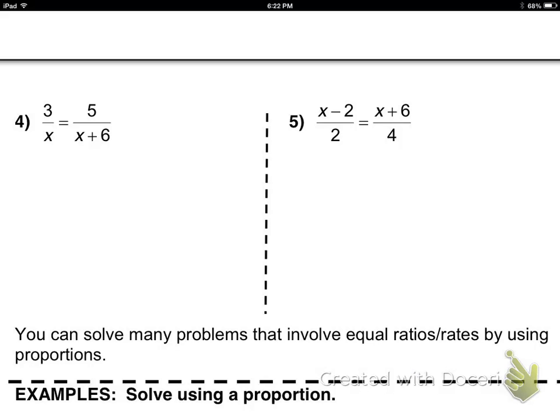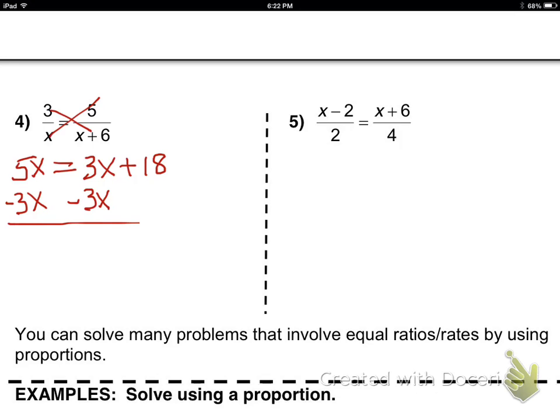Let's look at a couple more examples. Example 4. Let's solve the proportion for X. So first we'll cross multiply 5 times X, and then that will equal the cross multiplication of 3 times X plus 6, which is 3X plus 18. Then to solve for X, we'll subtract 3X from both sides, and that gives us 2X equals 18, and therefore X equals 9.